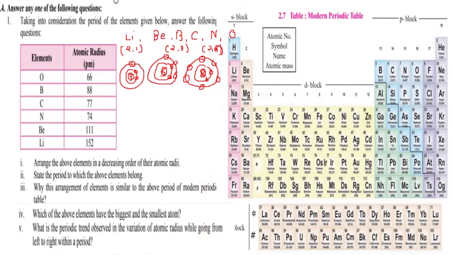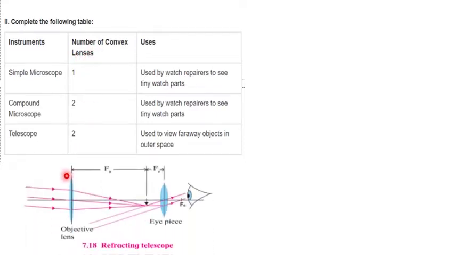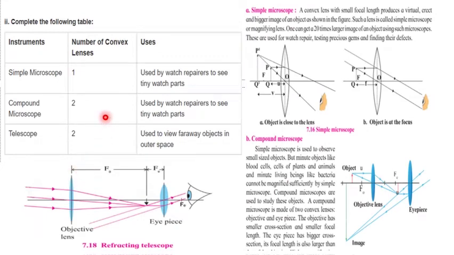Now let us move to our next diagram-based question. Here we have to complete the table. We have to write down the number of convex lenses. This is also a most important diagram-based question, as it already came in the board paper. From the diagram only, we can say that the simple microscope has only one convex lens and the compound microscope has two convex lenses, that is, one objective lens and one eyepiece. Similarly, the telescope also has two convex lenses, one objective lens and one eyepiece.